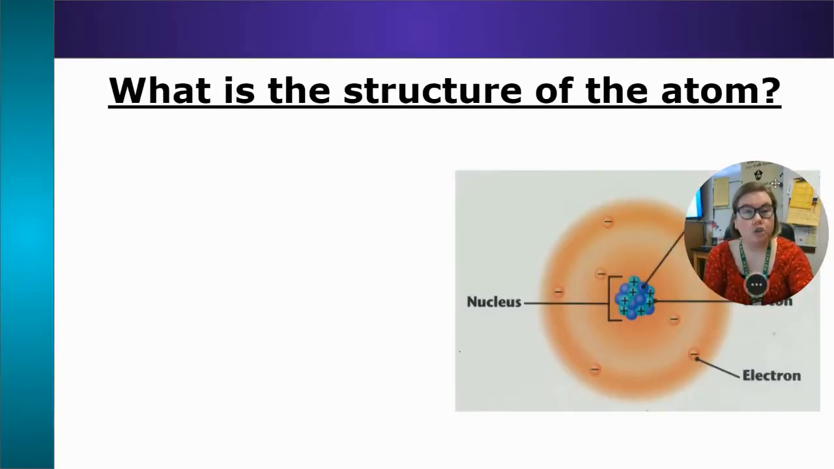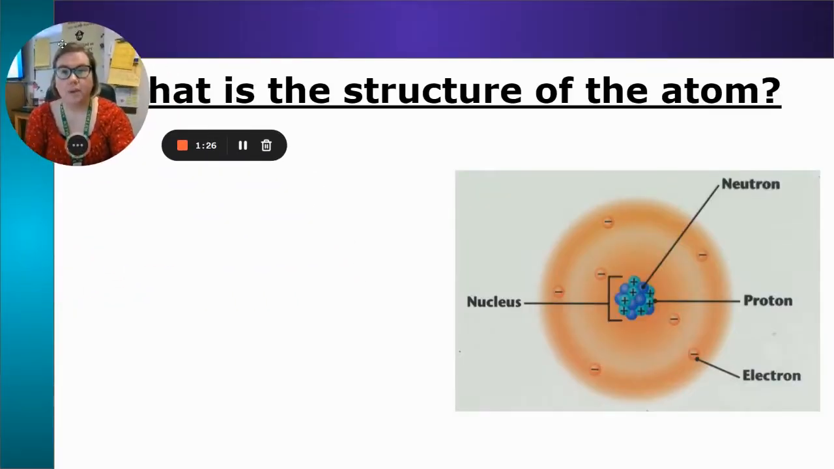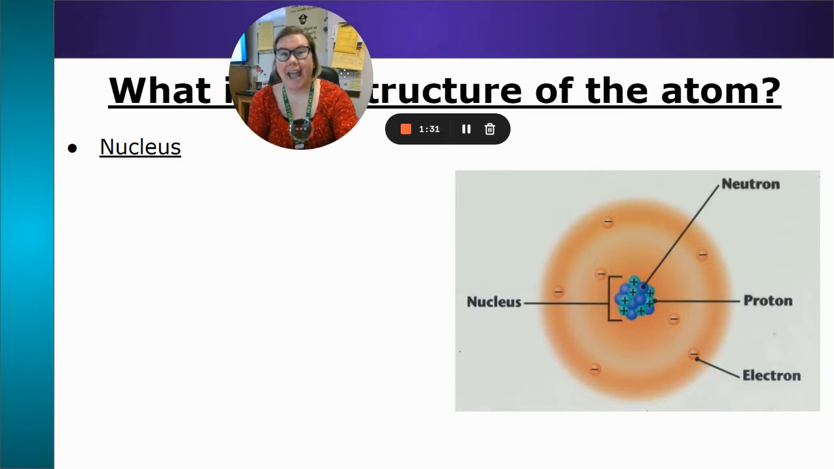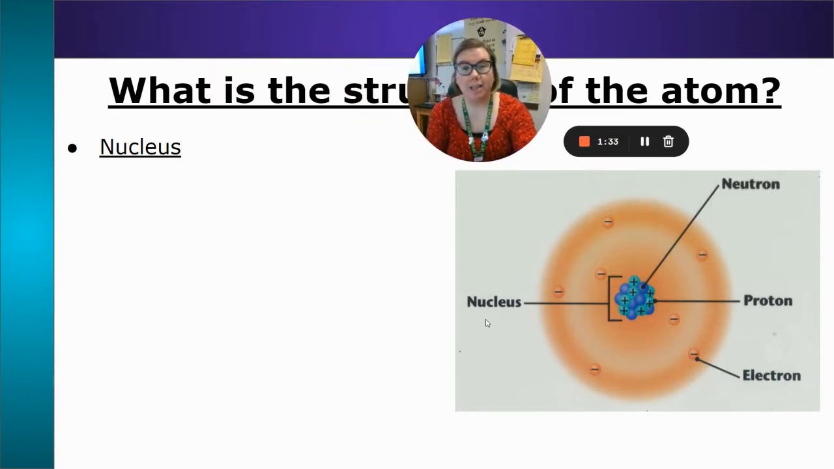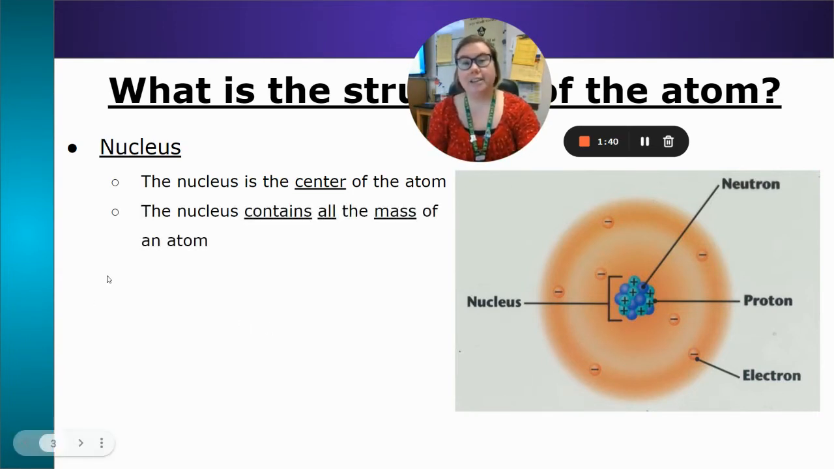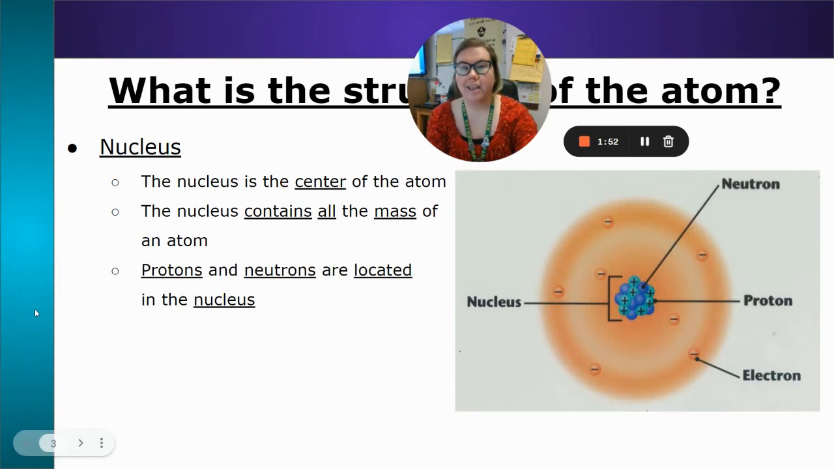So what is the structure of the atom? I'm going to move my picture again. The structure of our atom starts off with the nucleus, right? I mentioned that the nucleus is the center of the atom, right in the center. The nucleus contains all of the mass of the atom. So we said only protons and neutrons have mass, and they are the two things that live in the nucleus. Okay, so that's where all the mass for an atom is. And then the protons and neutrons, like I just said, are located in the nucleus.